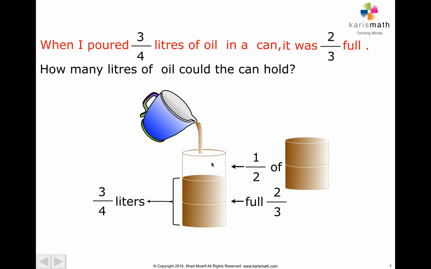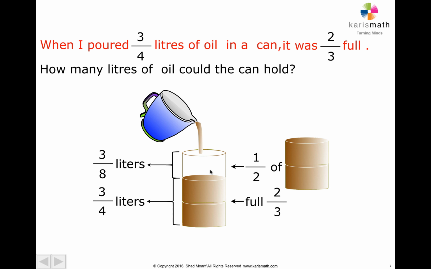Now, if we say 3/4 liters are full, and this is half of this, then it's half of 3/4 liters, right? Because this is 3/4 liters. These two together are 3/4 liters. So half of 3/4 liters must be this bit here. If you work it out, it actually comes to 3/8 liters. If you multiply across this way and this way, you'll get 3/8 liters.